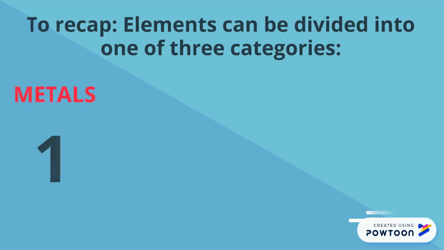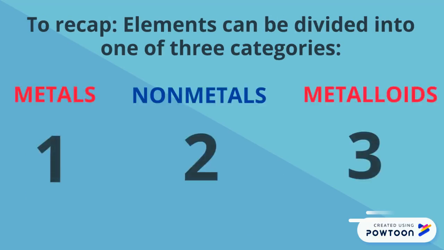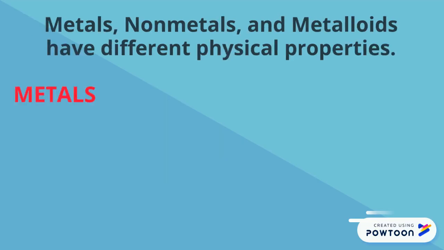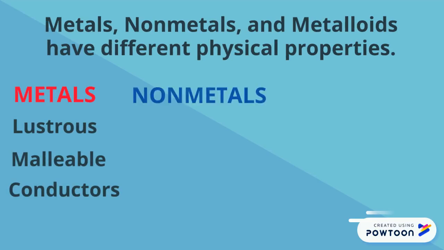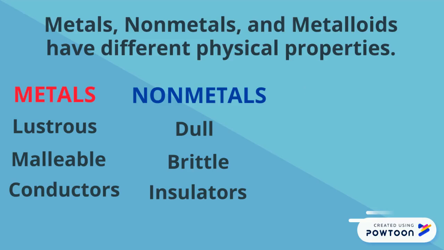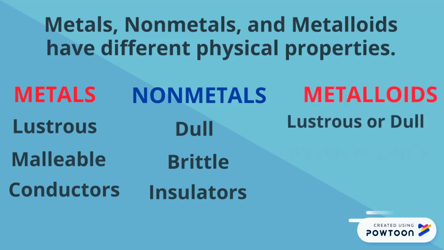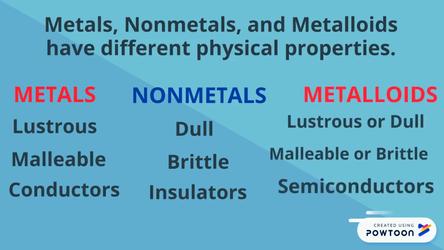To recap, elements can be divided into one of three categories: metals, nonmetals, or metalloids. Metals, nonmetals, and metalloids have different physical properties. Metals are lustrous, malleable, and conductors. Nonmetals are dull, brittle, and insulators. And metalloids are lustrous or dull, malleable or brittle, and semiconductors.